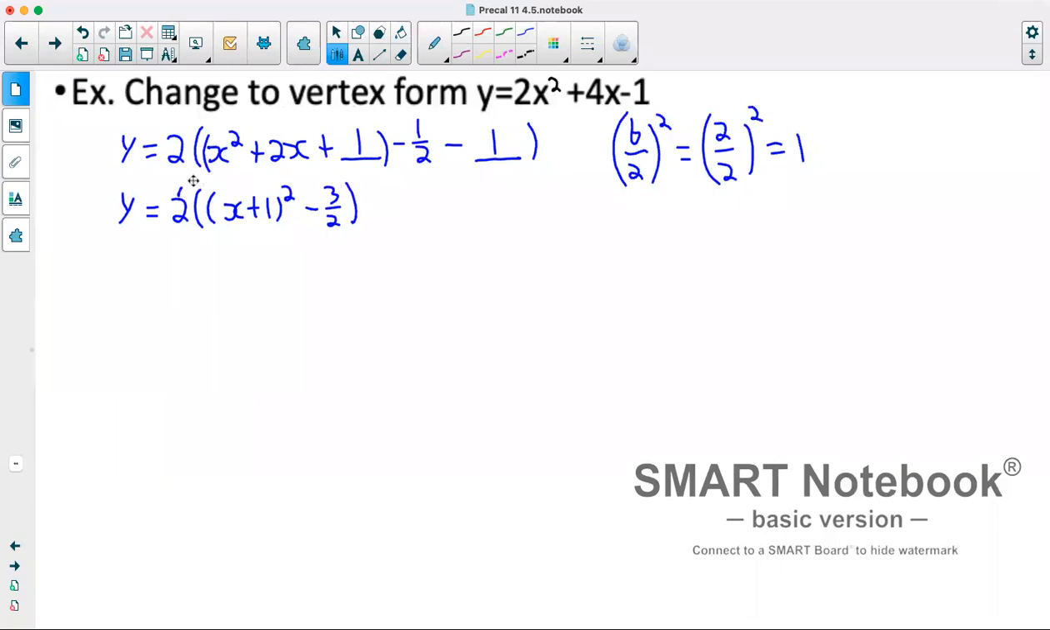Our next step is to multiply the 2 into here as well as to here. So with the first one, the 2 just moves immediately in front of our (x plus 1) squared. And then 2 times -3 over 2 would be -3. So this one we can see our vertex would be at -1, -3.